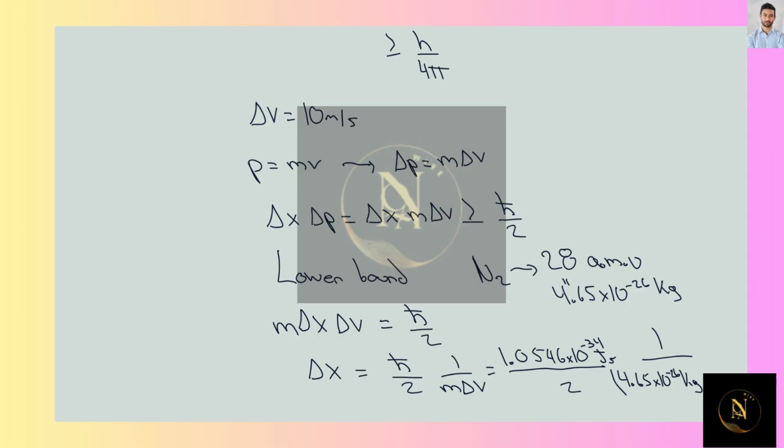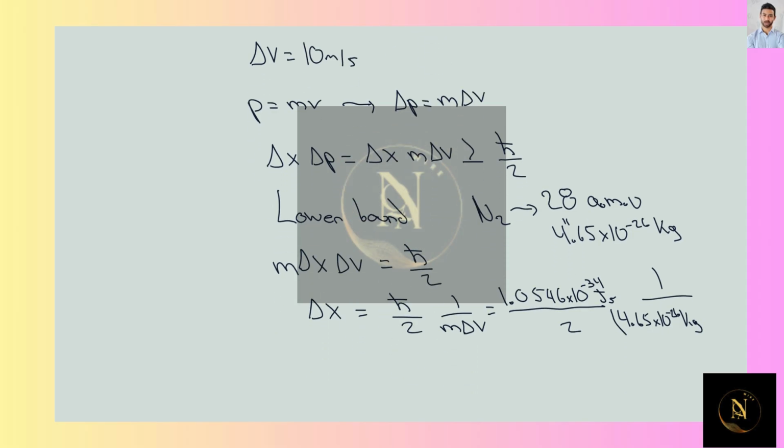Remember that we're going to keep everything in the International System of Units just to have the result directly in meters. And the uncertainty of velocity, we said that was 10 meters per second. So, after doing this operation, the uncertainty on x is 1.134 times 10 to the minus 10 meters. And this would be the minimum uncertainty that we can get on delta x.